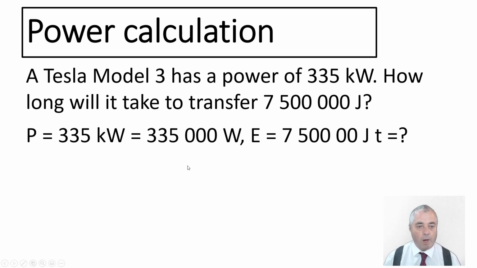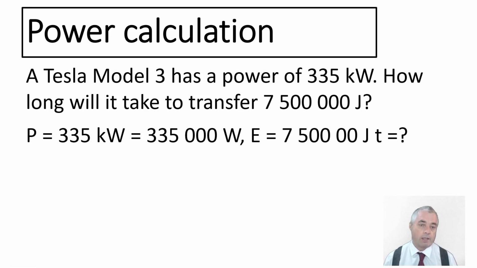So let's have a look. Well, first of all, we've got the power, which is 335 kilowatts. But remember, in order for our formula to work, we need the power in watts. And this is in kilowatts. So I need to change from kilowatts into watts. So a kilowatt is 1,000 watts. So we need to multiply this by 1,000 to get it into watts. 335,000 watts. The energy is 7,500,000, and time is what we need to calculate.